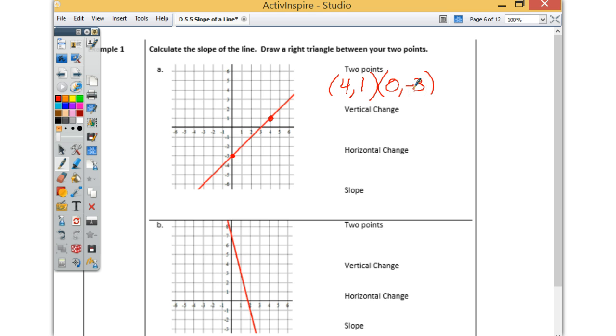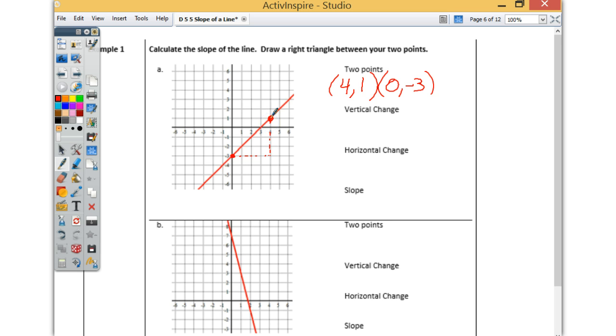Now we need to make a right triangle. You can start from here and go over and make it this way if you want. Or you could go here and you can make it on this side if you want. It doesn't matter because we'll end up with the same answer in the end. But for practice right now, let's just all do the same one. We'll go this way and this way. All right?